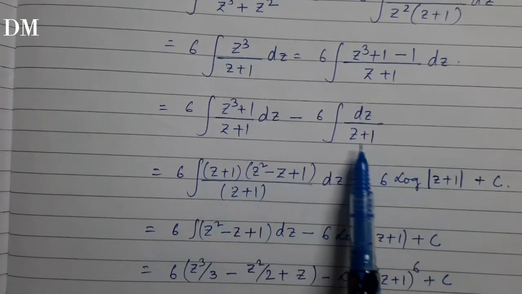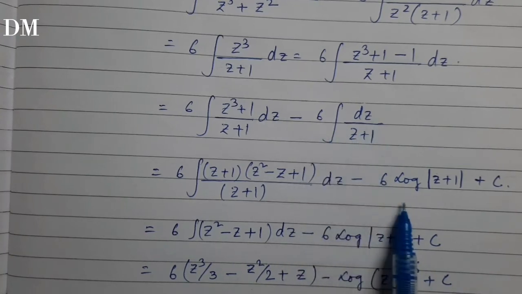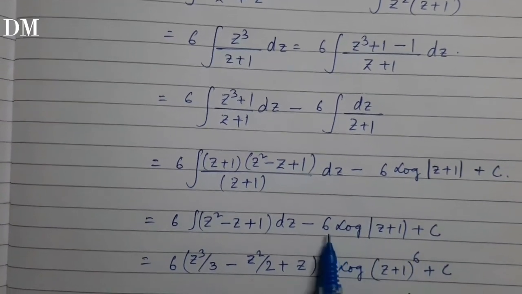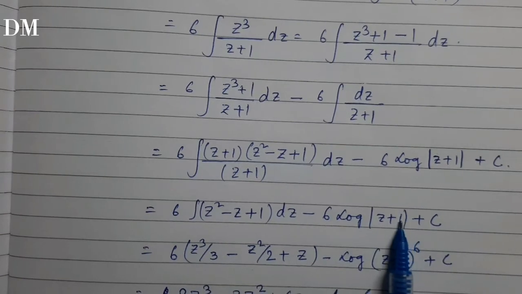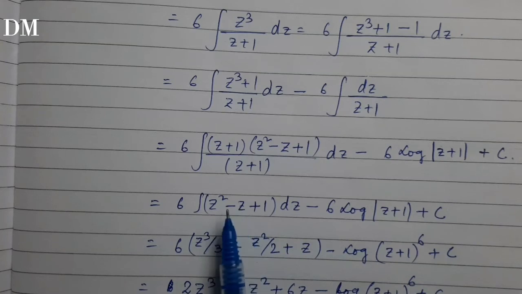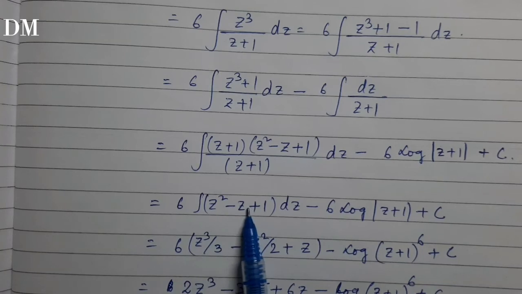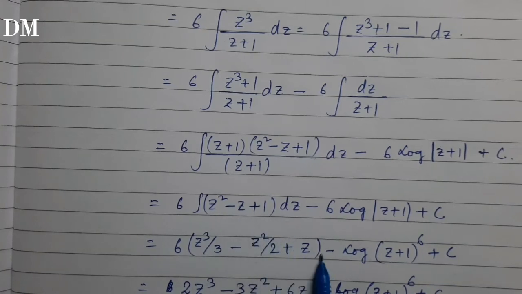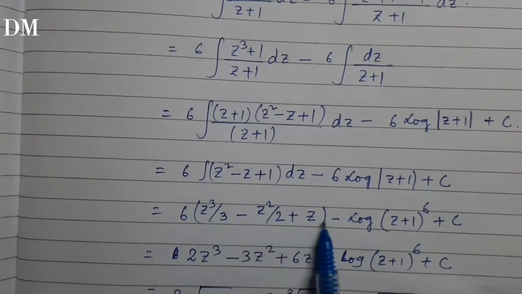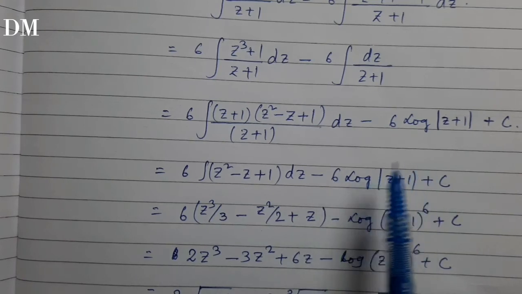Now what is the story of that? The story is very simple. 6 into, now the integration of that is log of mod z plus 1. So we can write 6 log of mod z plus 1. Now here we need to integrate this side. So if we integrate, it will be z cube by 3, then z square by 2, then z. So ultimately it comes to 6 into (z cube by 3 minus z square by 2 plus z), minus, now this log will go in the power.